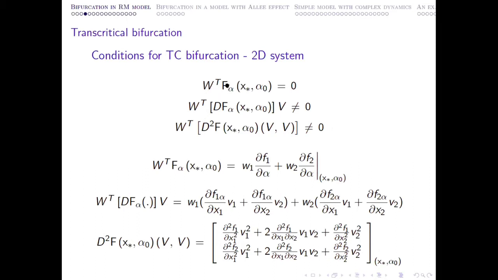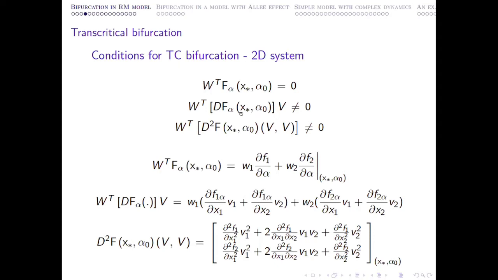So W transpose F alpha means you differentiate F partially with respect to alpha. For this problem, we have considered F as a two-component column matrix. Therefore, F alpha means del F1 del alpha and del F2 del alpha. And then if you multiply it by W transpose from the left-hand side, you have this expression: W1 del F1 del alpha plus W2 del F2 del alpha.